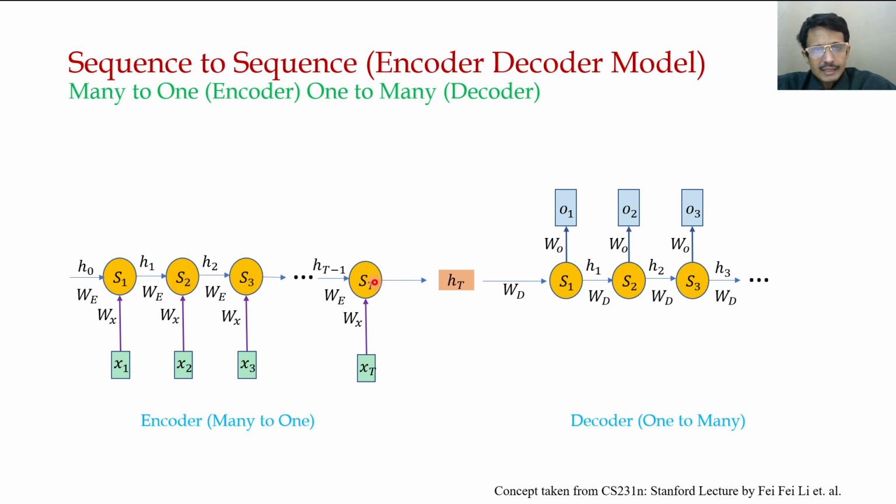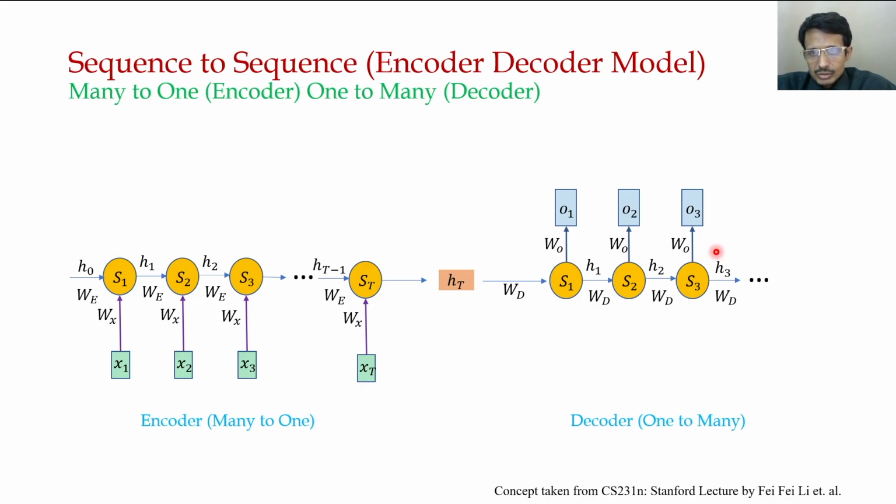So from H1 to S2, from S2 we produce H2, then S3, and so on. So this is the encoder side. Now, similarly, there is a decoder side.